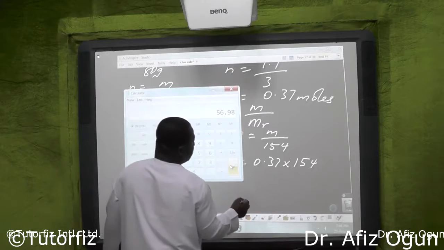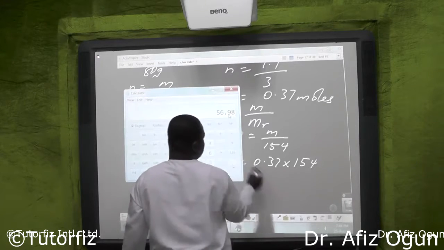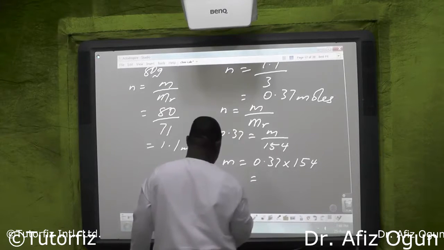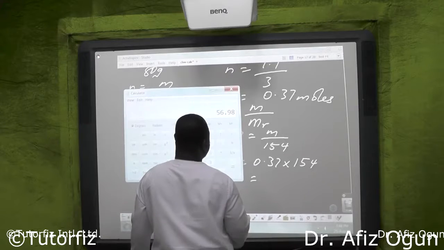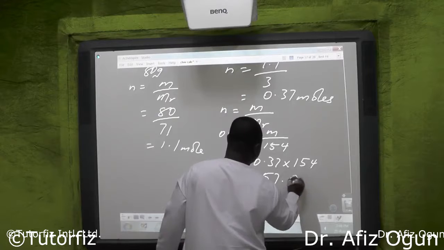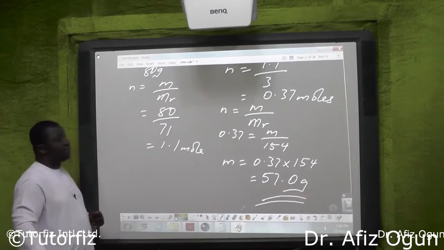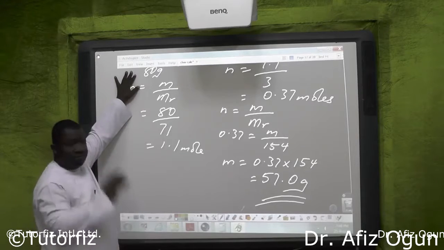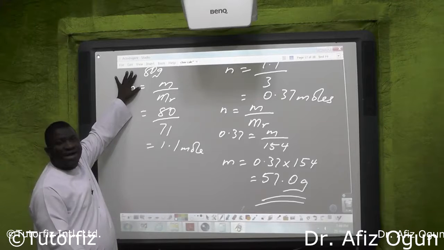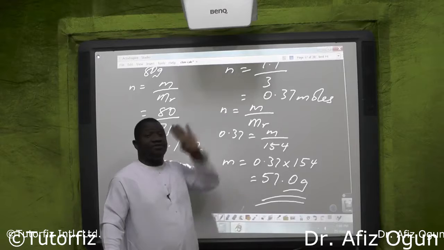That is 56.98 grams, which is about 57.0 grams approximately. So if you have 80 grams of this, in theory, what you are expected to get is 57.0 grams.